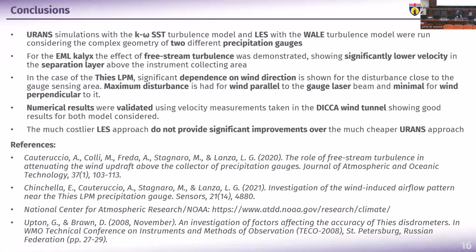And so here is a little bit of conclusion. URANS simulations were run with the k-omega SST turbulence model, and LES with the wall-adapting local eddy-viscosity model, for two different gauges with complex geometry. A significantly lower velocity was shown for the EML Calyx in the separation layer for the higher turbulence test. Instead, in the case of the TIS laser precipitation monitor, significant dependence on wind direction is shown for the disturbance close to the gauge sensing area, with maximum disturbance for wind parallel to the laser beam and minimal for wind perpendicular to it.